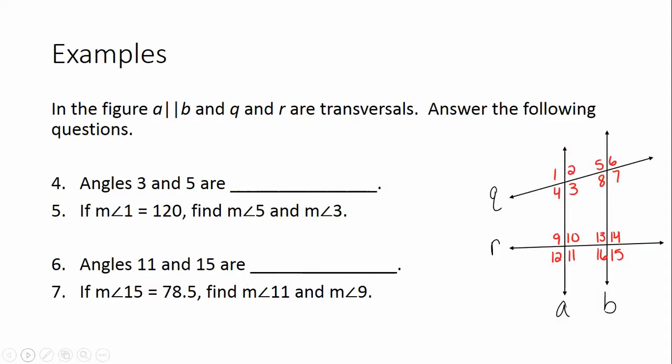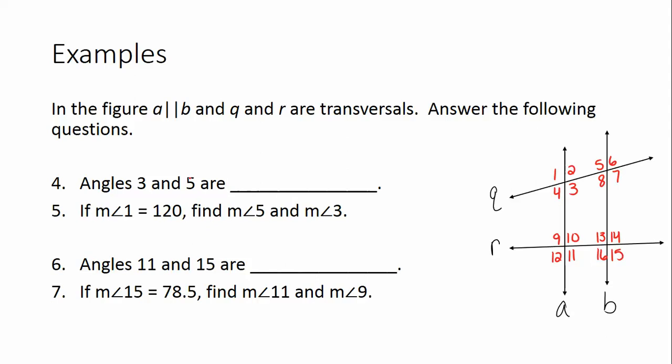So let's do another example. You'll see here I have a set of parallel lines. A and B are parallel, we're told in the directions, and Q and R are transversals. So now we need to answer the following questions. Number 4 says, and I'd like you to draw this figure in addition to writing out the questions.